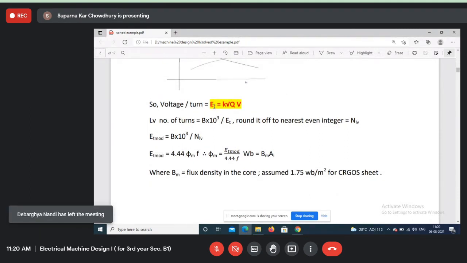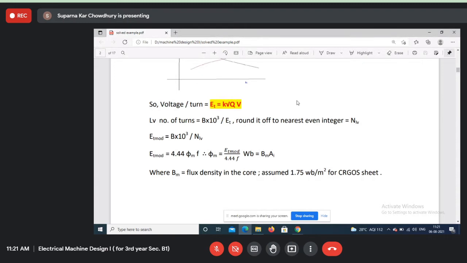So we start from this equation, ET is equal to K into root Q. So in this equation, Q is known. Q is the KVA rating, what is given in the problem. And K we have to start with depending on the type. Now here I have specified a core type transformer. I have not specified anything about its duty or type of service.